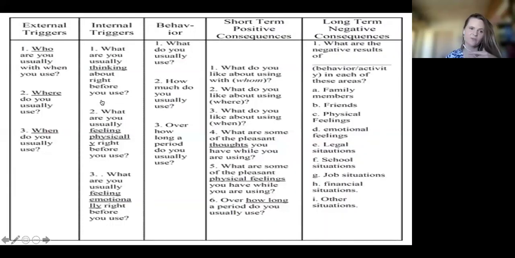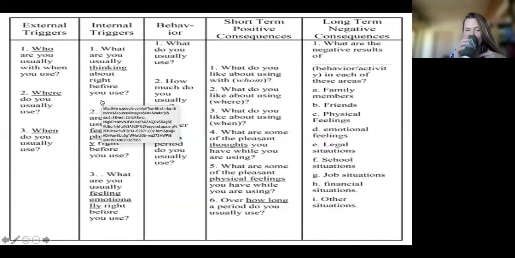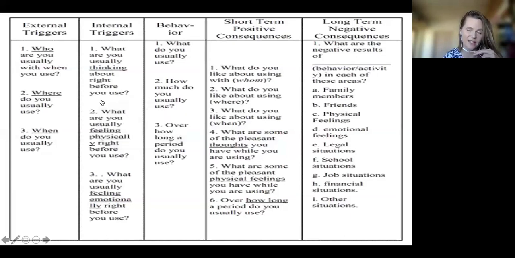So this is what a basic functional analysis diagram looks like. You'll see we have external and internal triggers, the behaviors, and then the short-term positive consequences and the long-term negative consequences. And this gets filled out throughout treatment. You start out by really focusing on the triggers, and then once those are very clear to the patients, you start to develop more and more the other columns.